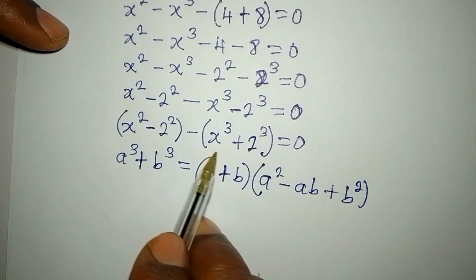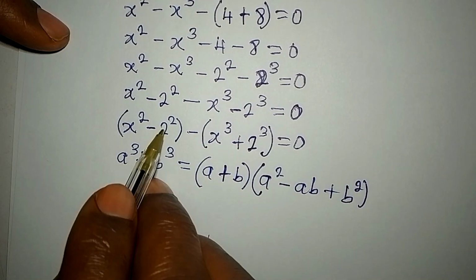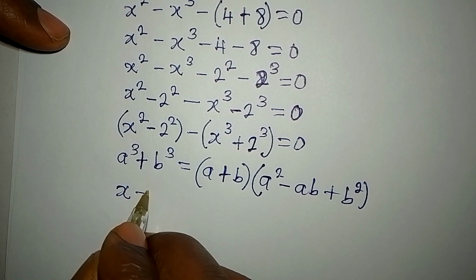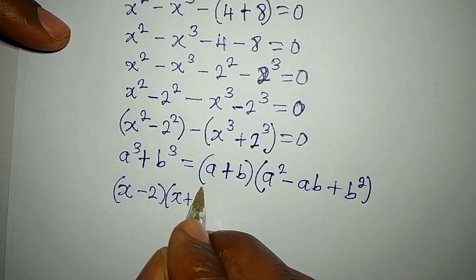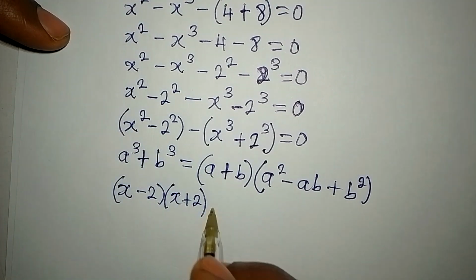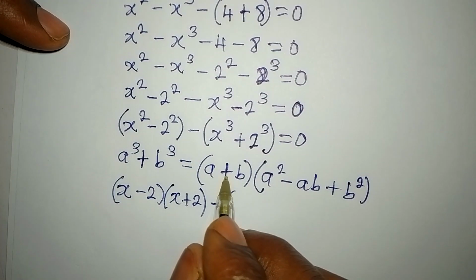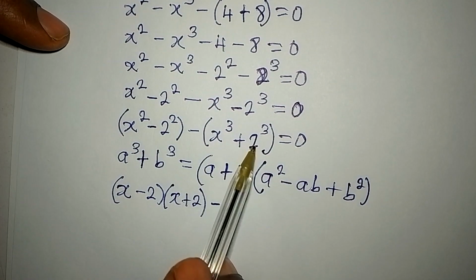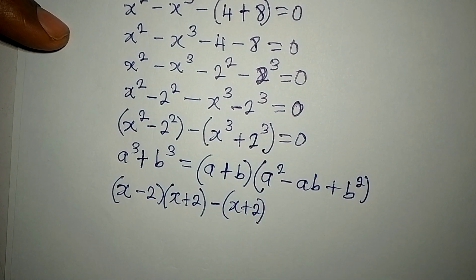So this second bracket here is going to give us this. Here we apply difference of two squares, and it is x minus 2 into x plus 2. So this is for this. Now, minus, open this bracket. In here we have a plus b. Our a is x and our b is 2. So we have x plus 2. Close this.